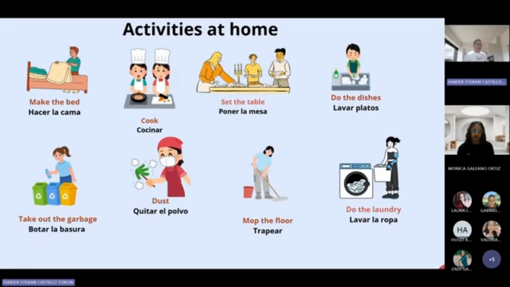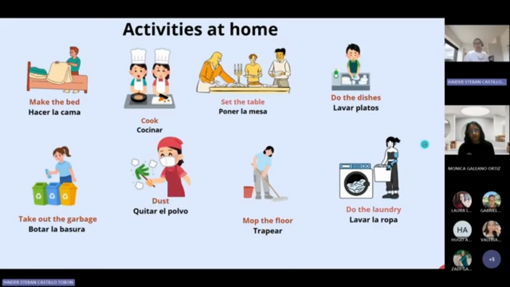For example, make the bed, cook, set the table, do the dishes, take out the garbage, or dust. Dust is a simple word, but in Spanish es quitar el polvo. Es muy largo en español, entonces podríamos intentar practicarlo para ahorrar palabras. Mop the floor, o do the laundry, el uso de la lavadora directamente lo podemos utilizar.